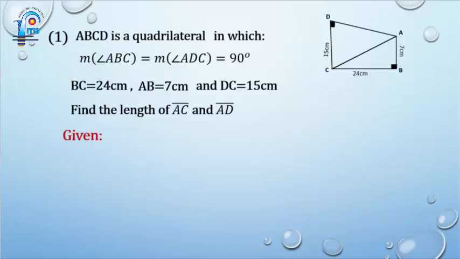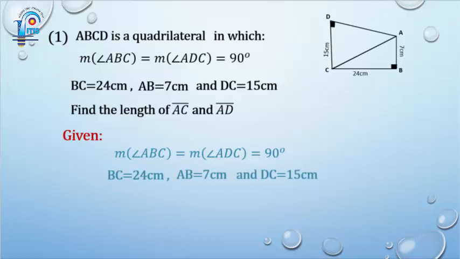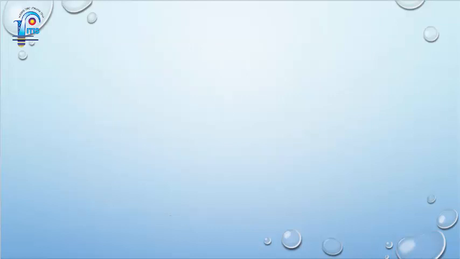First write the given, the required to be found, and start to write the proof. The given: ABCD is a quadrilateral where measure angle ABC equals measure angle ADC equals 90 degrees. The given from the question: BC equals 24, AB equals 7 and DC equals 15 centimeters. What is the required? The length of line segment AC and the length of AD. Now start the proof. Okay.